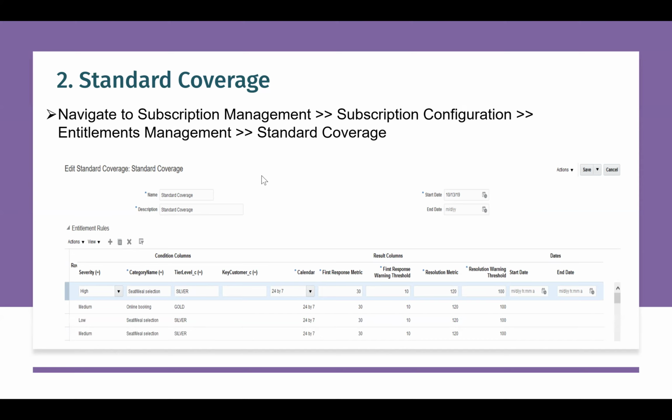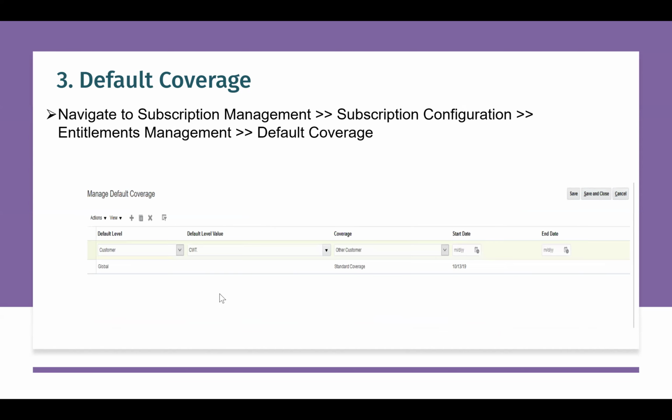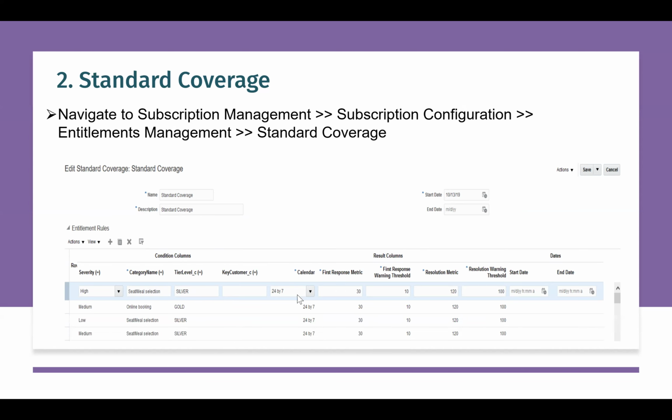So the standard coverage page looks like this. We will have the conditions based on severity and category name, and then we will select the calendar, and then we'll input the first response metric, first response warning threshold, resolution metric, and these values with a start date and end date. All these criteria come with a start date and end date. So if you want to apply for a specific time period, we can use these start dates and it will apply only for that period.